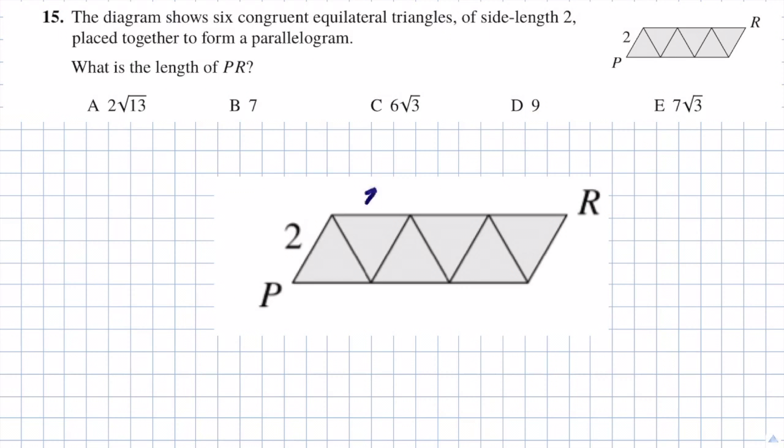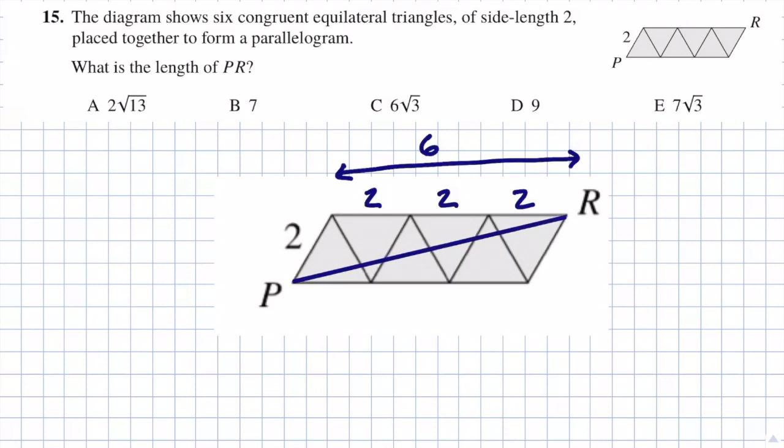So we can say that this is going to be of length 2, this is going to be of length 2, this is going to be of length 2. So the total length here is 6. Okay, we're trying to find this distance here, PR, the length of this diagonal.